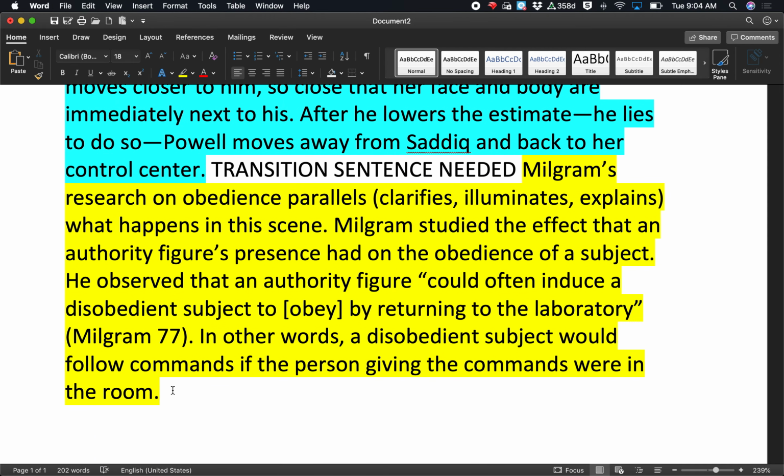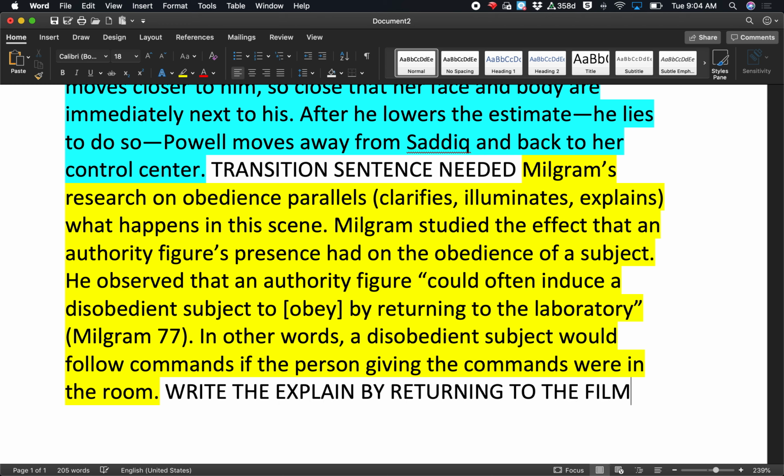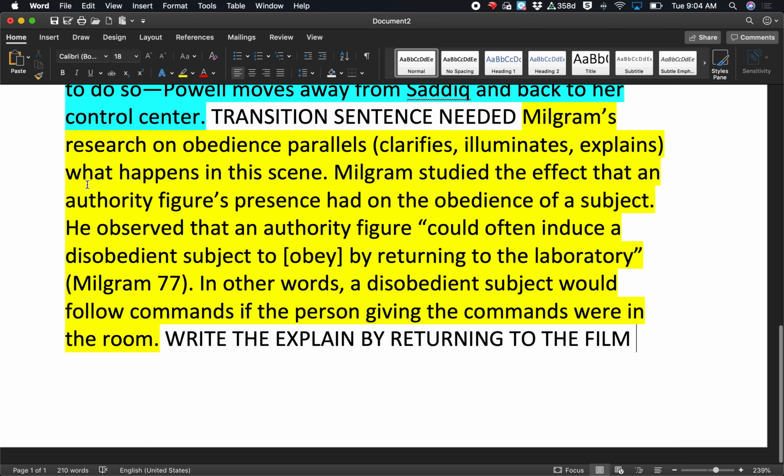Now, we analyze. Let me crank this out, the green portion, and you type as I type. Milgram's research. What happens in the scene? So if you observe that a friction.